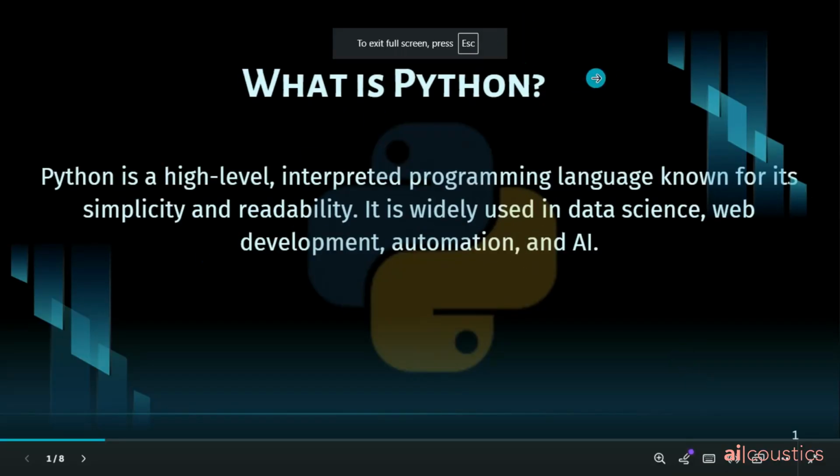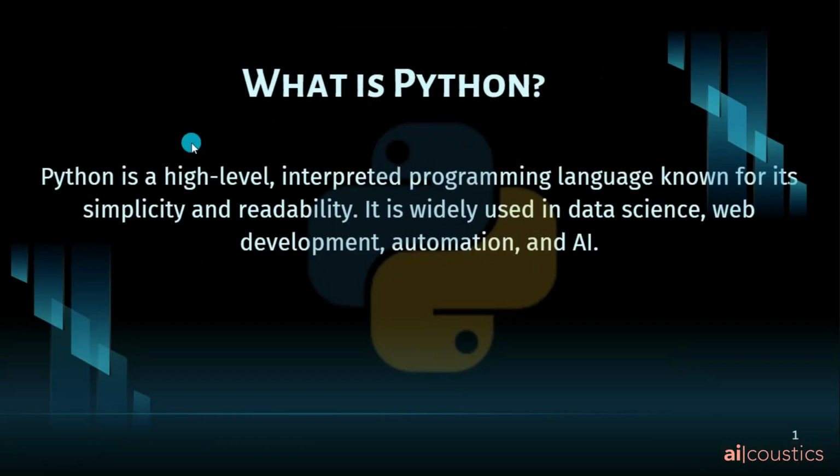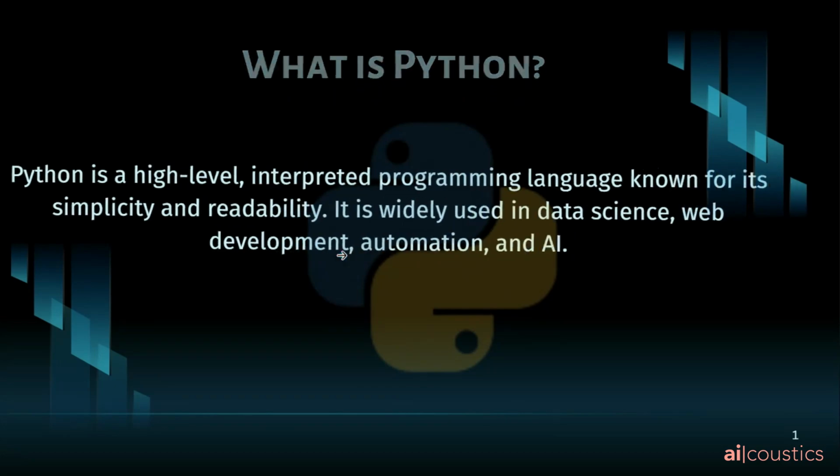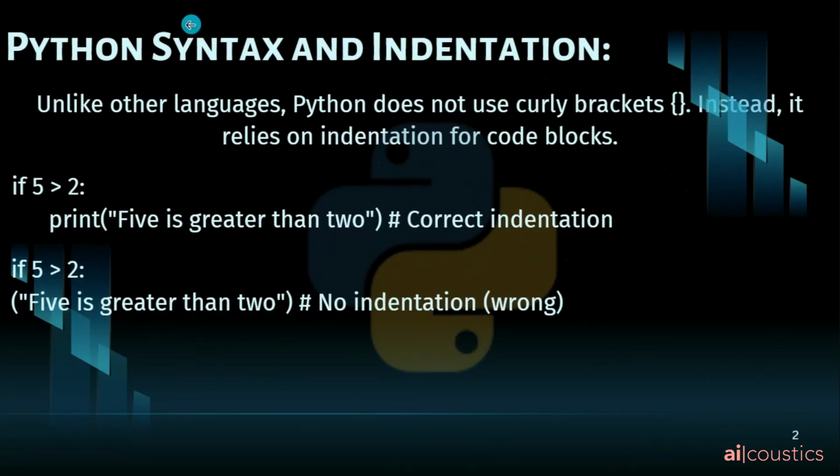So let's start from what is Python. Python is a high level interpreted programming language known for its simplicity and readability. It is widely used in data science, web development, automation, and AI. Let's understand the Python syntax and indentation. Unlike other languages, Python does not use curly brackets. Instead, it relies on indentation for code blocks. So let's understand what that means.